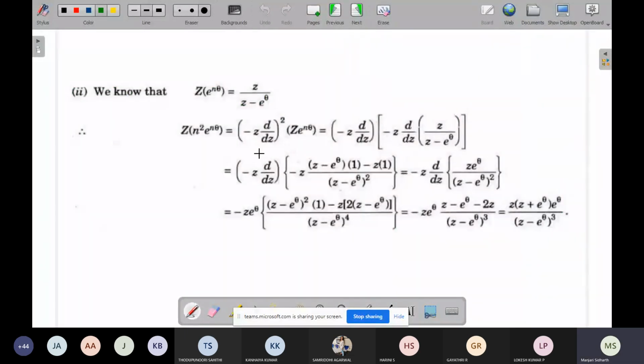Okay, see here, minus z d by dz, keep it outside, then minus z d by dz, differentiation of this, you'll get this. So after solving the differentiation and multiplying by minus z, you will get this. Again, take derivative and solve it. So it was about your shifting theorem and multiplication by n. In the next class, we'll discuss more topics related to z transform.